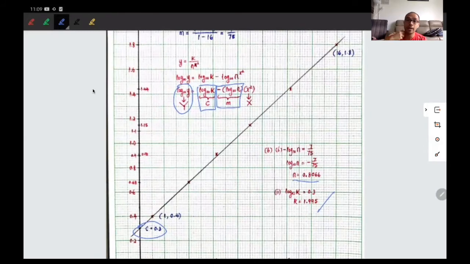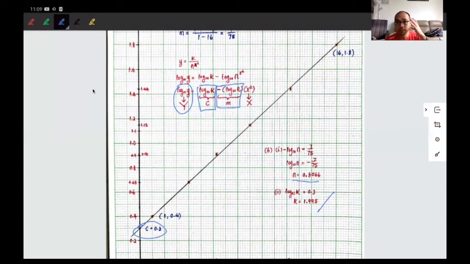Then you get about 0.8066. This is only an estimated answer. If your final answer is 0.8065, don't panic, because a lot of things depend on your graph and on how you do your gradient.